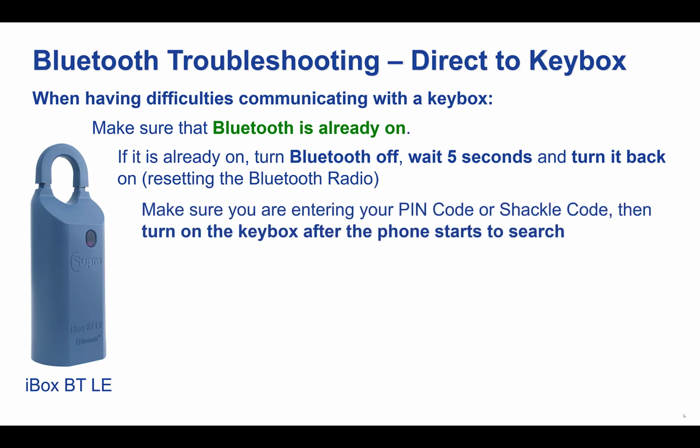Make sure you're entering your correct PIN code or shackle code, depending on what you're doing. Then turn on the key box after the phone starts to search. The key box turns on for 15 seconds, waiting for something to communicate with it, and then turns back off again. Your phone will search for 5 minutes, so you have plenty of time to get to the box and to turn the box on to allow communication. But if you turn the key box on first, then open up your app, tap on Obtain Key, and put in your 4-digit PIN code, the key box may have already shut off or be in the process of shutting off at the time that the phone starts to try to communicate with it.